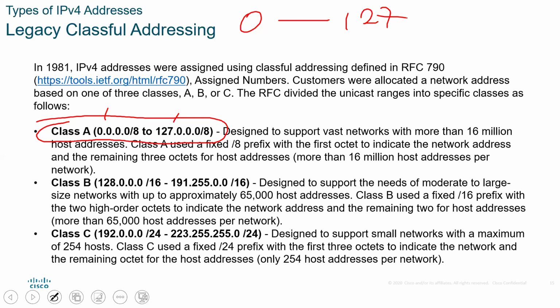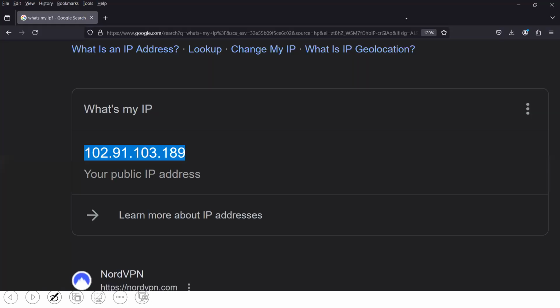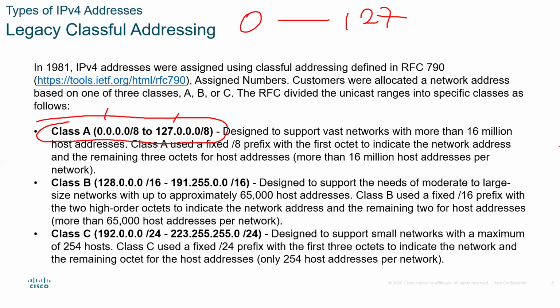So if I have an IP address with 1 or 2 or 3 or 4 or 5 in the first octet, you will know. If I'm to check this, my public IP, the first octet here is 102. Since it's a public IP address, what class of IP will it be? You see, since it's 102, it falls within this range.